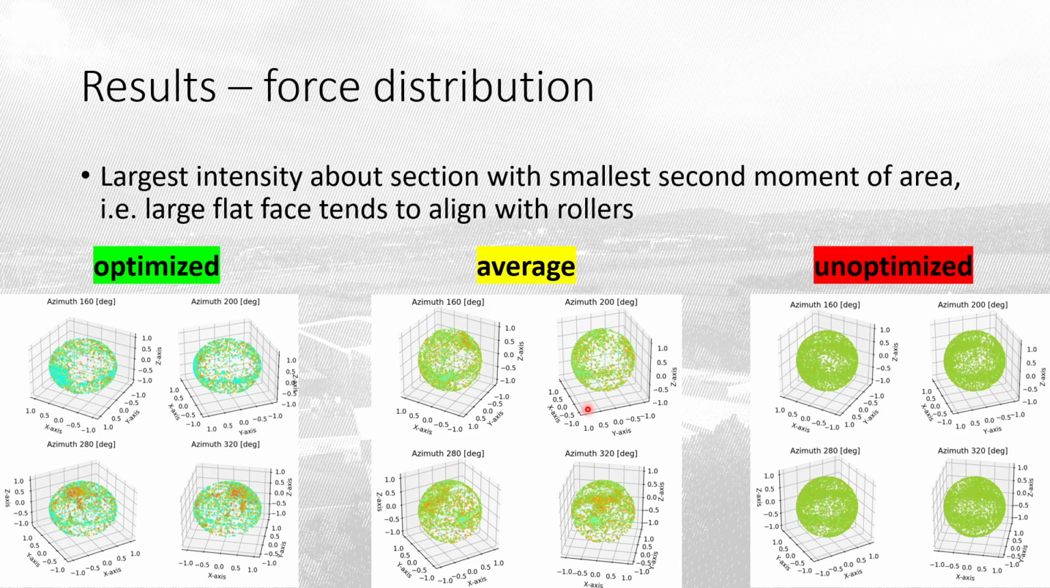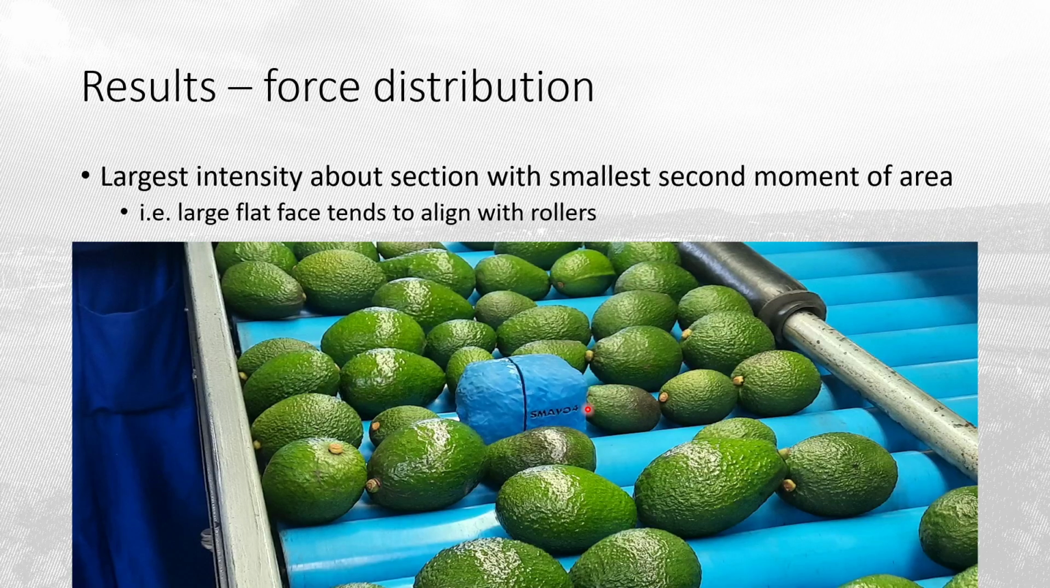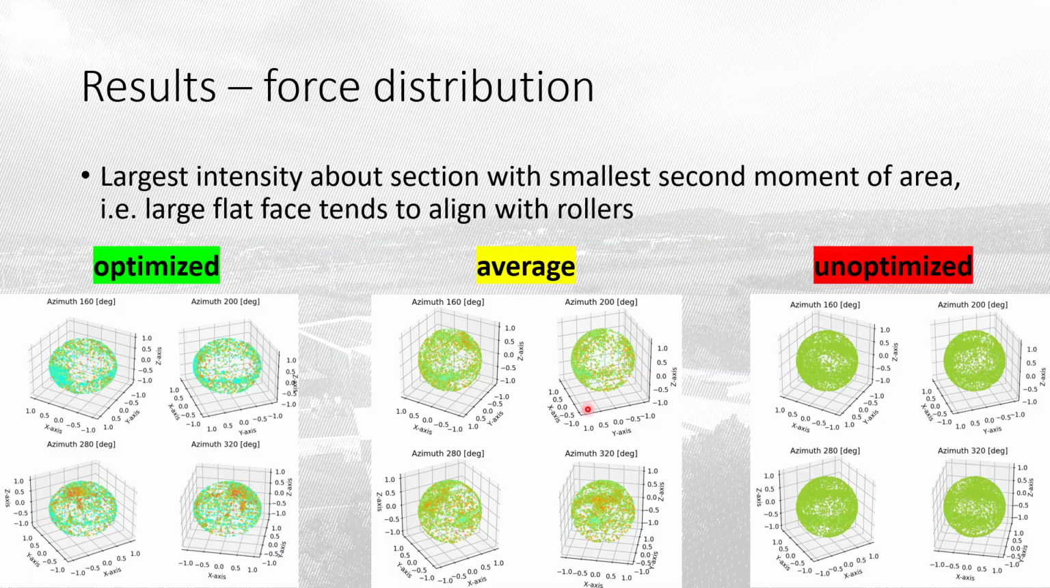If we then consider the force distribution on the surface of the smather for an optimized packhouse, we typically see that it aligns with a section to the smallest second moment of area. You'll see a picture shortly of what that looks like. And then the unoptimized packhouse, because it's handled more roughly, has a much more uniform distribution of damage around that smather. So typically the large flat faces tend to align with the rollers, both with the avocados and the smather, and this then corresponds to that distribution that we see about one single axis, similar to the bottom left hand figure over there.